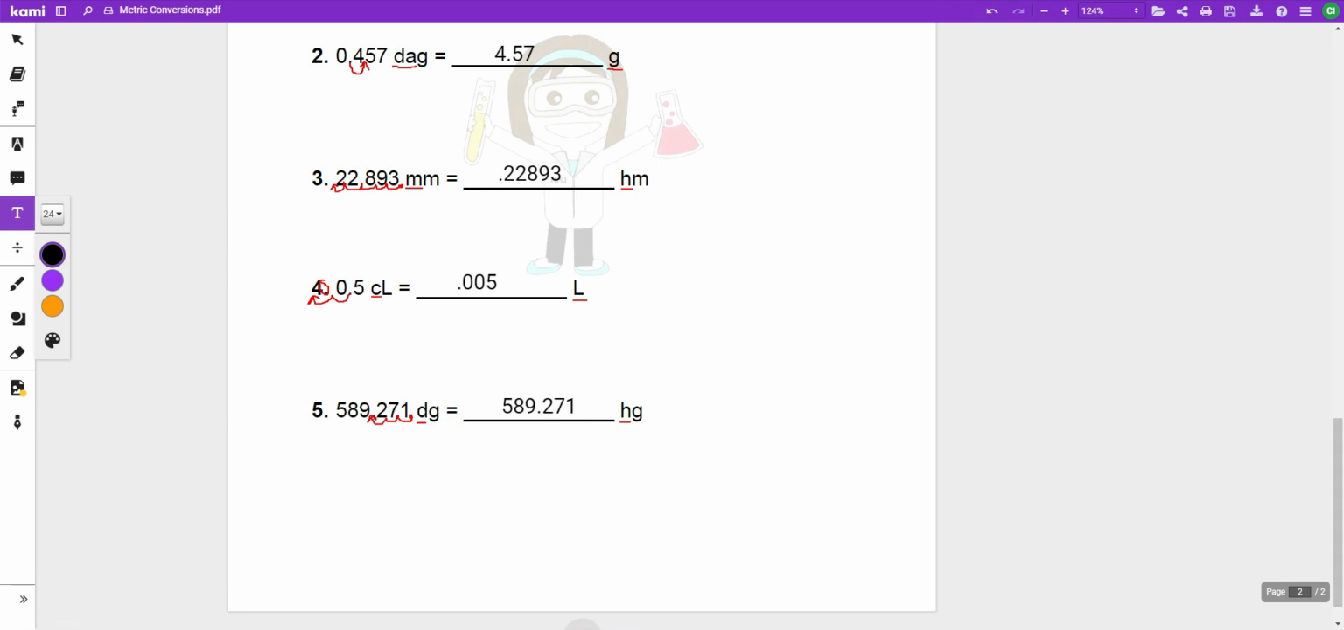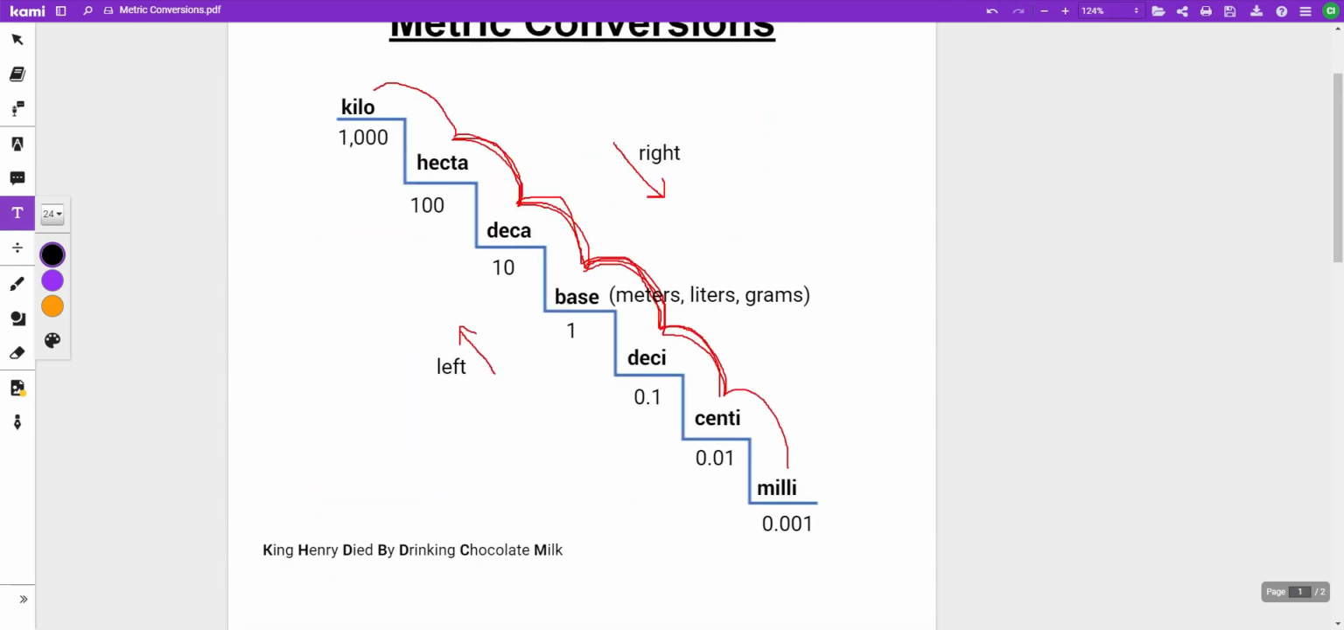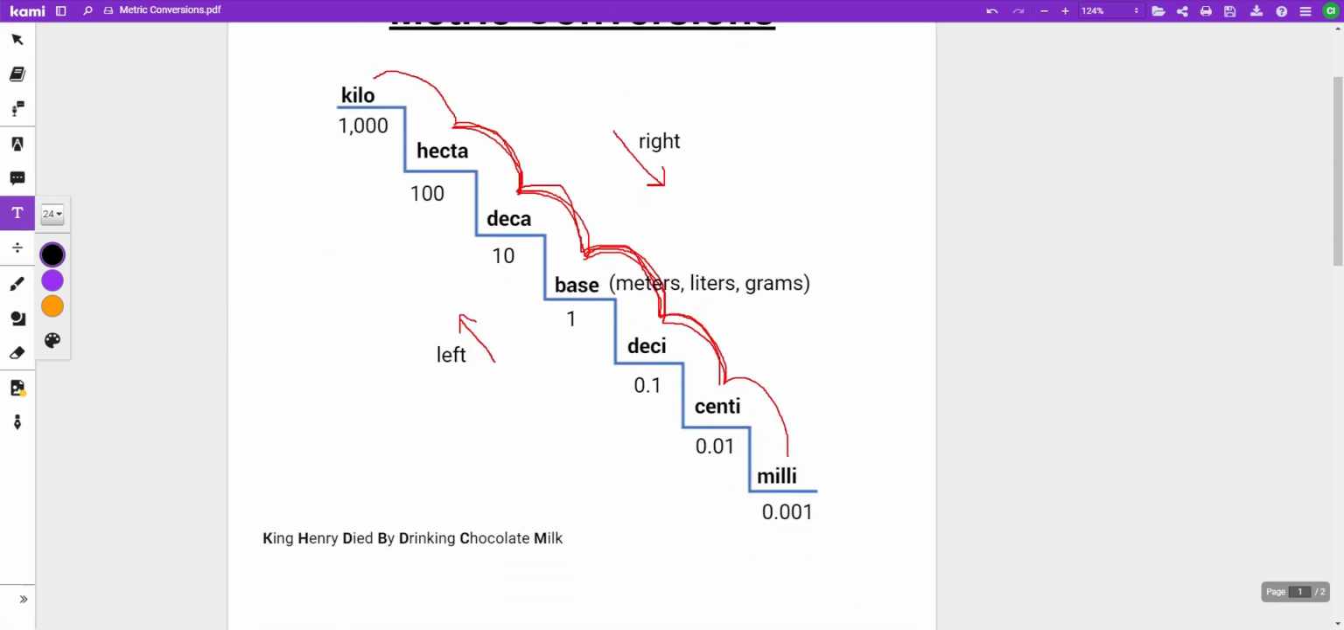So what makes the metric system so easy is the fact that we can draw this metric staircase and just count the steps. If you know at least the first letter that goes on each of these steps, then you're able to convert in between these metric units. So remember, King Henry died by drinking chocolate milk, and you should be able to draw this out. If you ever see a problem like this on an exam, you can draw out your staircase, move your decimal, and you should get it right every single time.